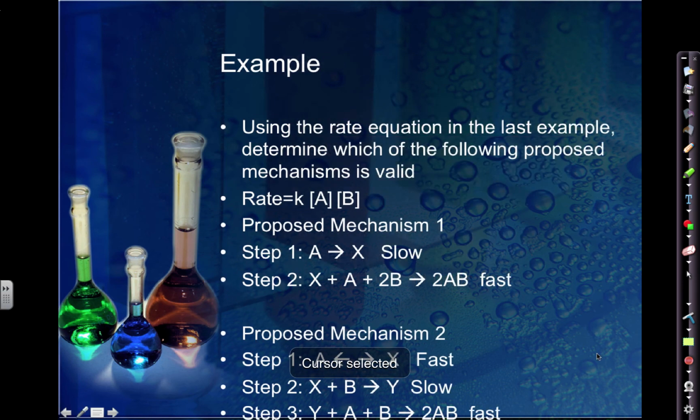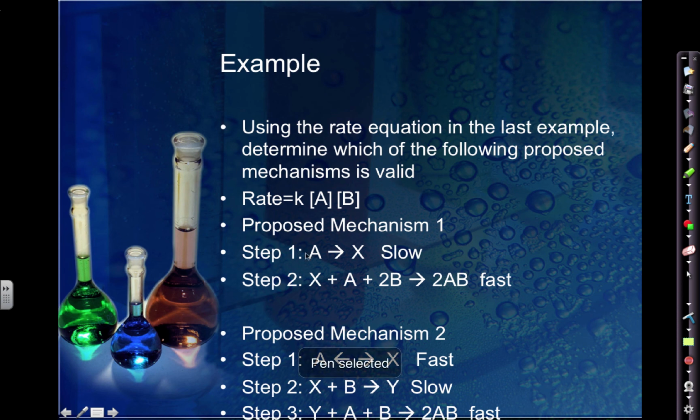All right, so now let's look at something else. Let's look at mechanisms. Okay, so if I know what the rate law is, and I know some possible mechanisms, I can figure out which mechanism is more likely. So let's look at this. I know the rate law here is K times the concentration of A times B. So this is the last reaction we just did. So the first mechanism is this, and the second mechanism is this. So we need to figure out which one is more likely.